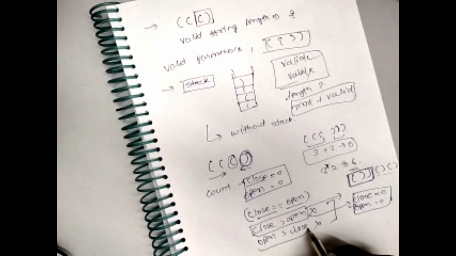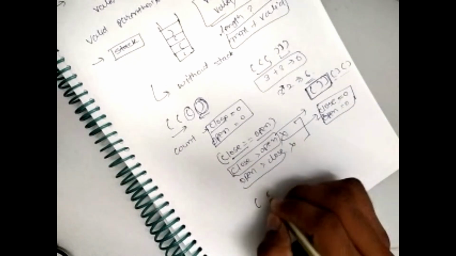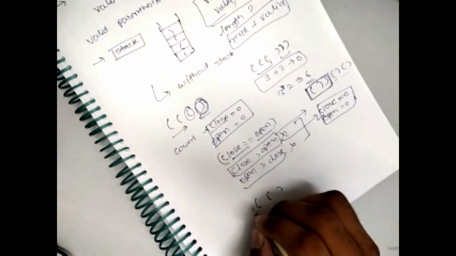But if the open is greater than close, let's say this is the case, and this is the case, and you will start reversing from here.